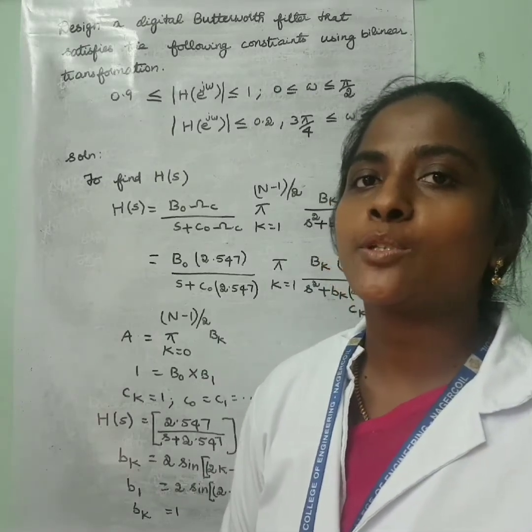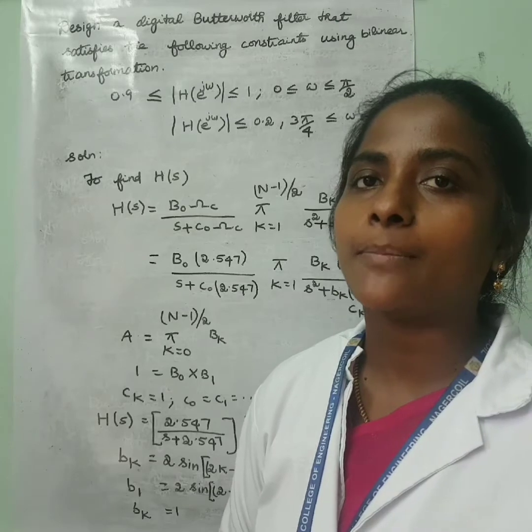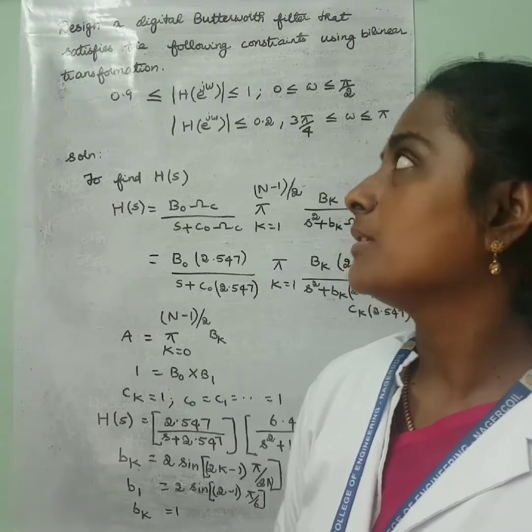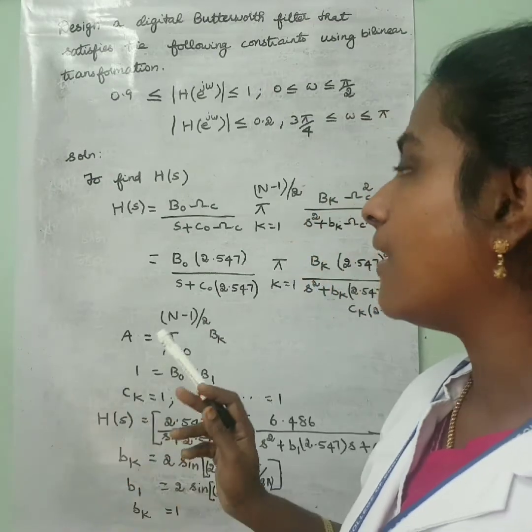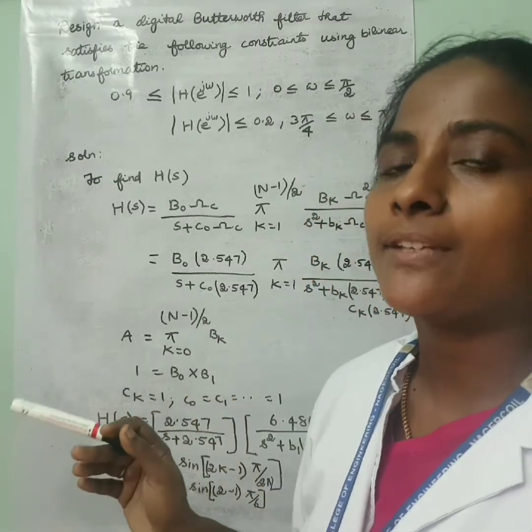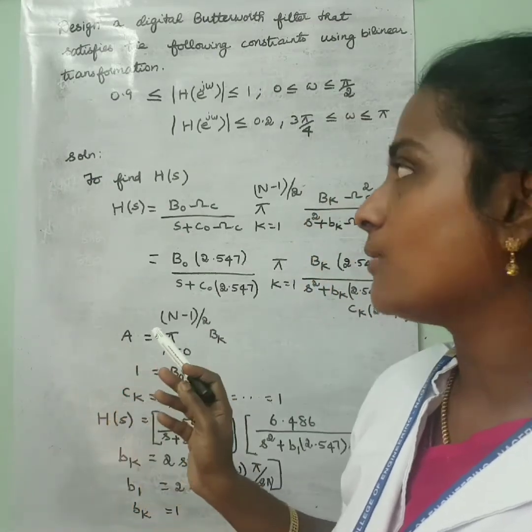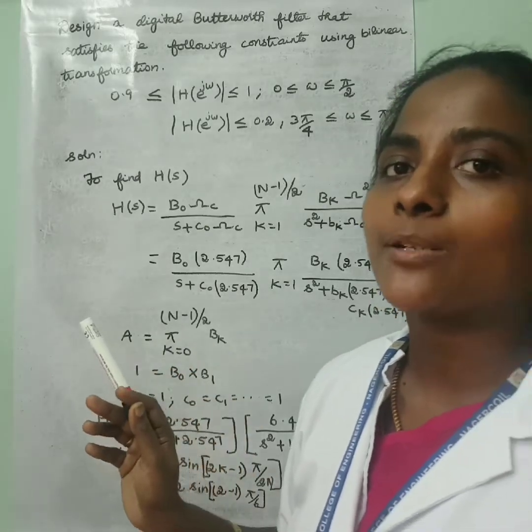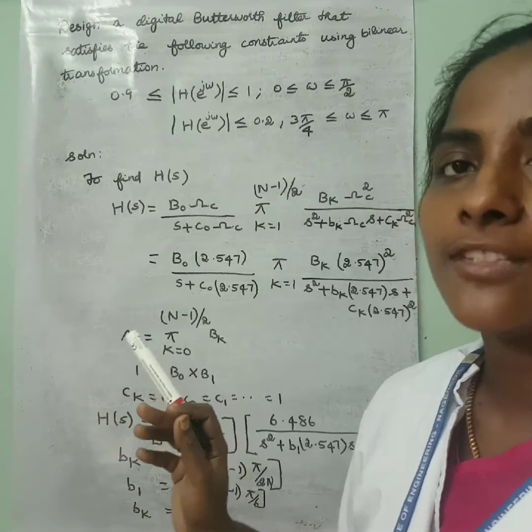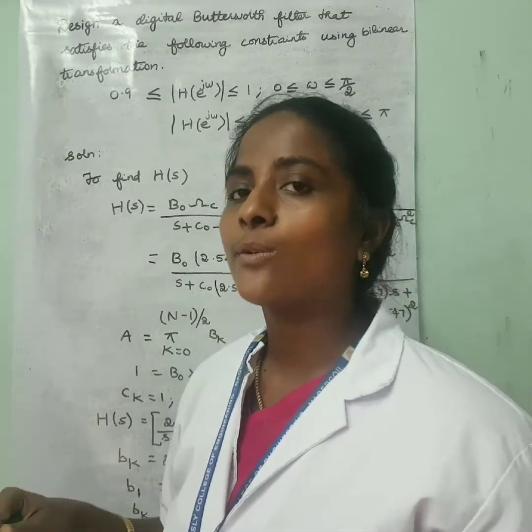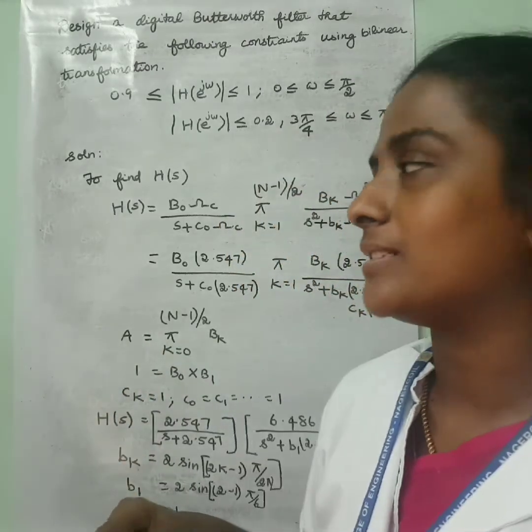Today I am going to teach the remaining part of the Butterworth filter problem. Yesterday we have seen how to find the order of the filter and we have found the cutoff frequency omega c. Today we are going to find the transfer function of the Butterworth filter. We are going to design the Butterworth filter, okay?